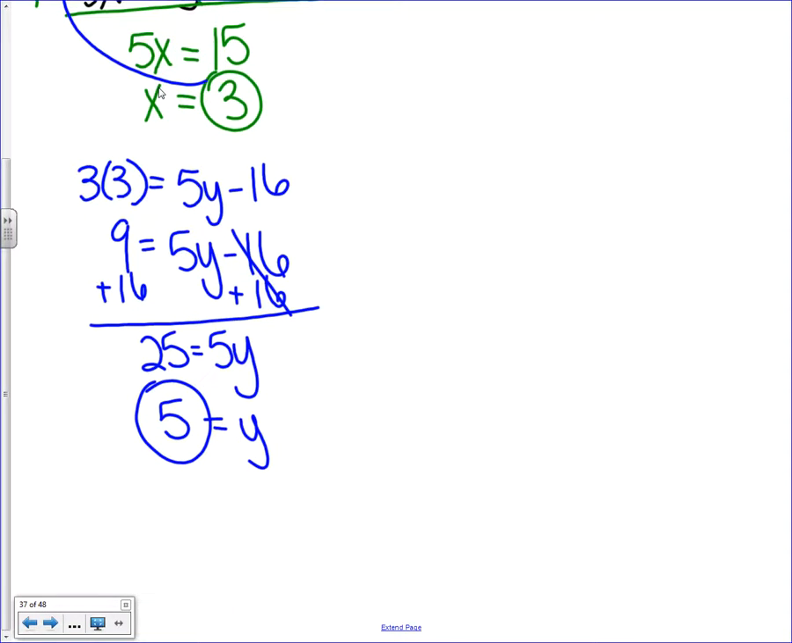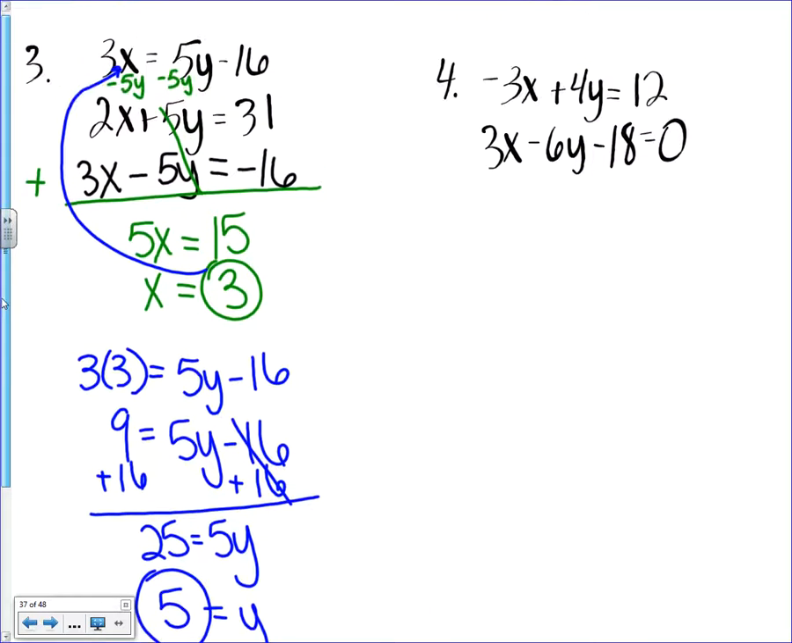How we doing? Good. Did anybody plug it into the second equation? Did you get 5? Great. Doesn't matter, right? Okay, so what is the point, the ordered pair these things will cross? 3, 5. Of course, you could check it by plugging 3, 5 into both equations and seeing if it would work.